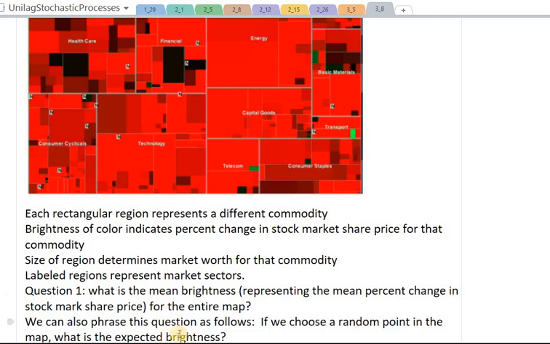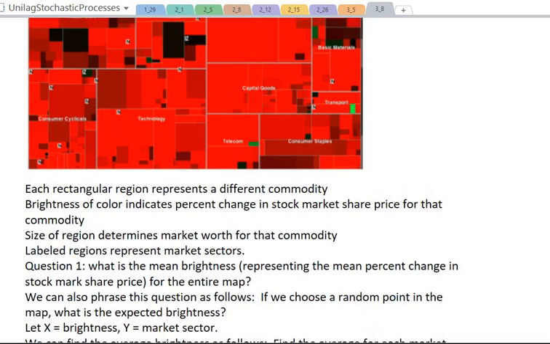Now, you could also phrase this question as follows. Imagine choosing a random point from this entire map. What would the expected brightness be? Now, of course, to get close to the expected brightness, you'd have to choose many, many random points. But those random points eventually would represent the brightness of the entire region. They would cover the entire region, and that would be the same thing as averaging the brightness over the region.